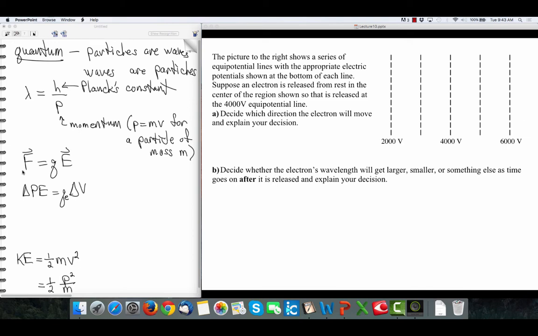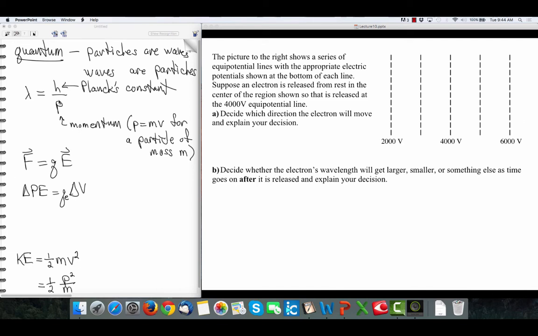What about this one? Will the electron's wavelength get larger, smaller, or something else as time goes on after it's released? So down, smaller. How many say smaller? How many say larger? What does get larger? Its momentum. It goes faster and faster to the right. Because the potential energy is going down, or because there's a force to the right. Either one tells you the momentum is getting bigger and bigger to the right.